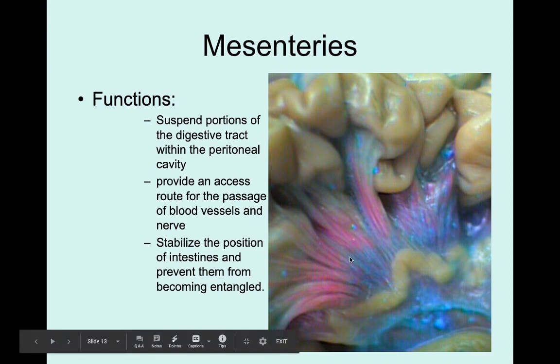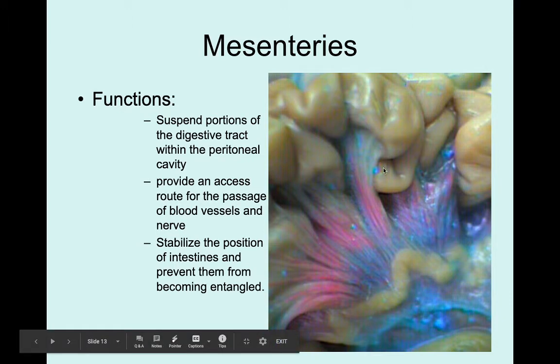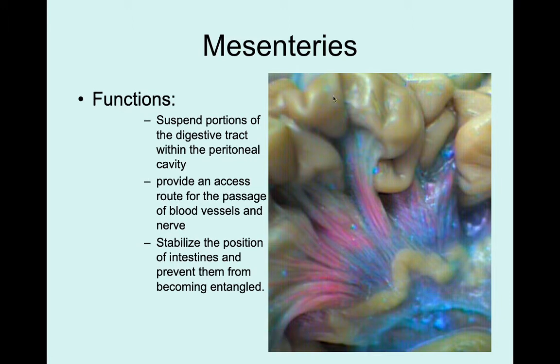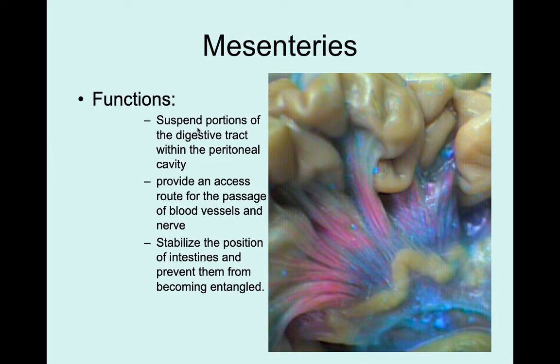Again, this is part of the peritoneum here, or the mesenteries. And these are actually mesenteries that are found kind of in between all the loops of the intestines. So this is intestine here, and these are mesenteries in between those loops of intestines. The mesenteries are important because, number one, they suspend the intestines, portions of the digestive tract within the peritoneal cavity, so they kind of hold them in place. They also provide an access route for blood vessels and nerves.